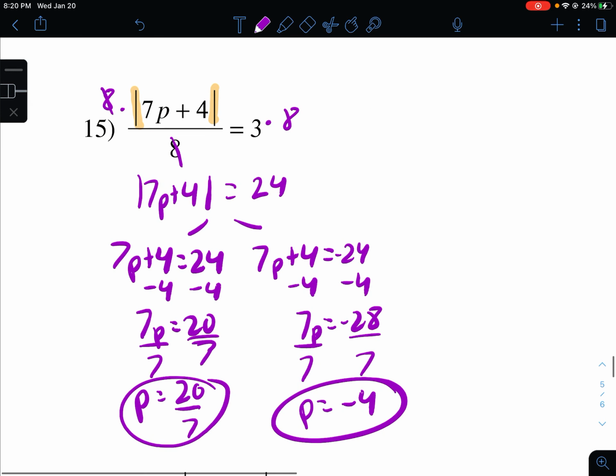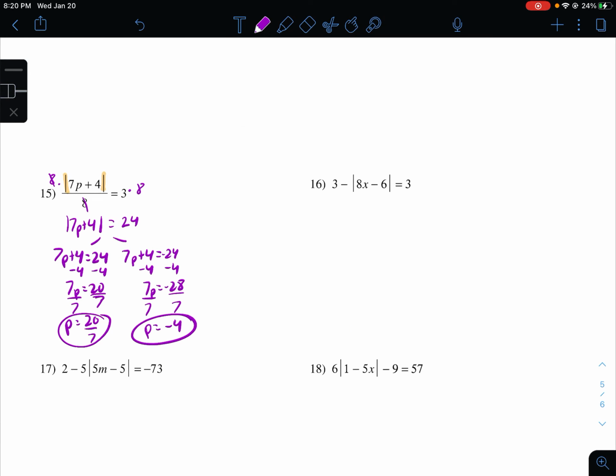Again, your goal really is to get that absolute value all by itself. And then all you need to do is set it equal to the positive and negative value.